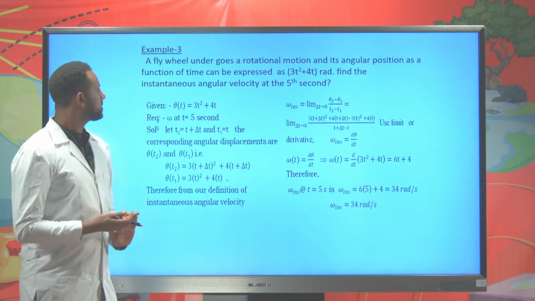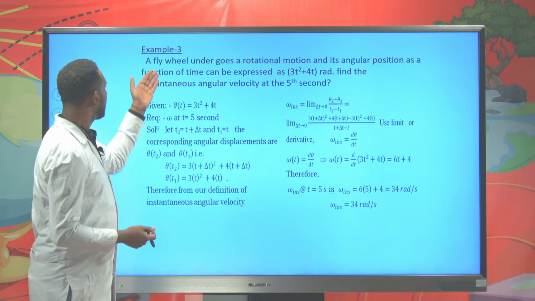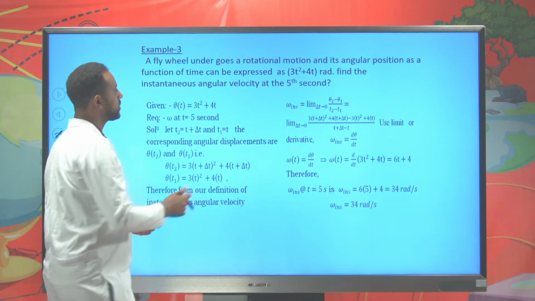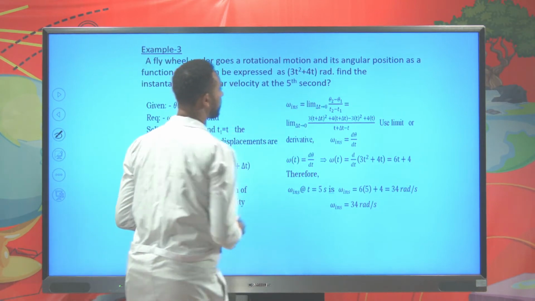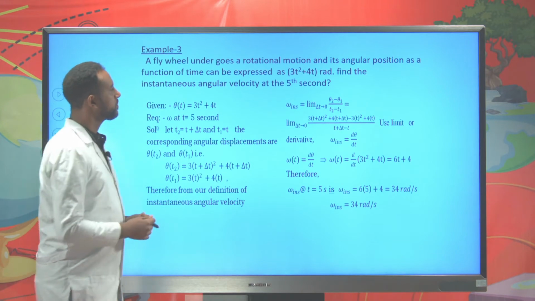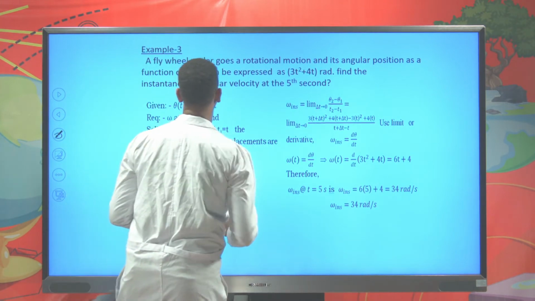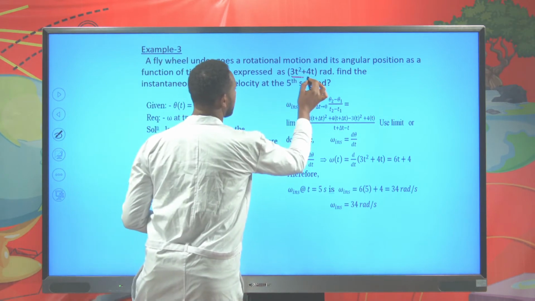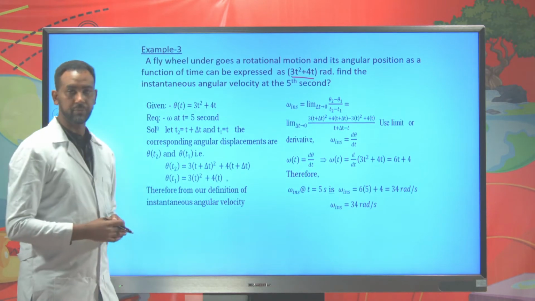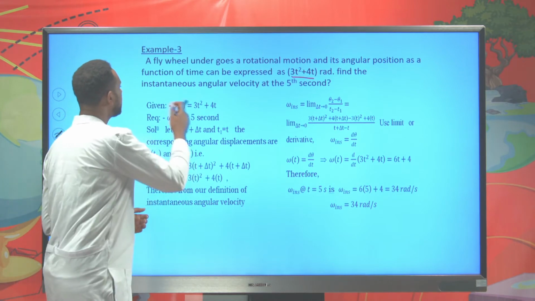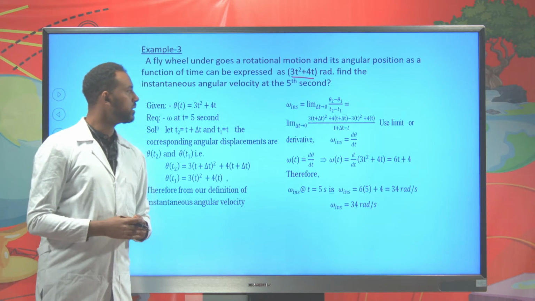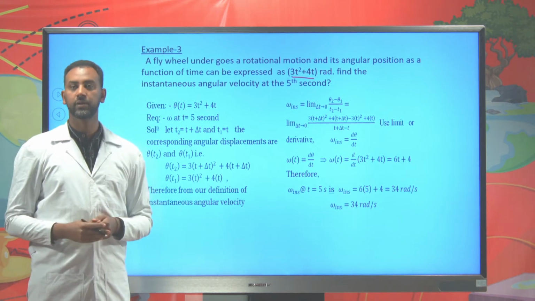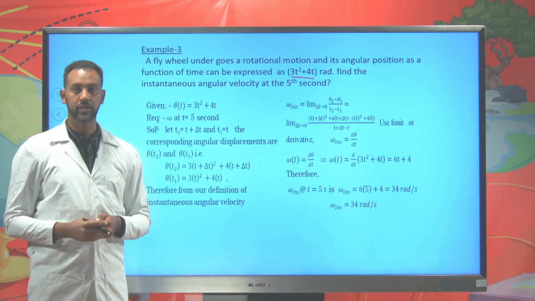And now let's see another example. A flywheel undergoes rotational motion, and its angular position as a function of time t can be expressed as 3t squared plus 4t rad. Find the instantaneous angular velocity at the 4th second. We could have this kind of exercise or example.